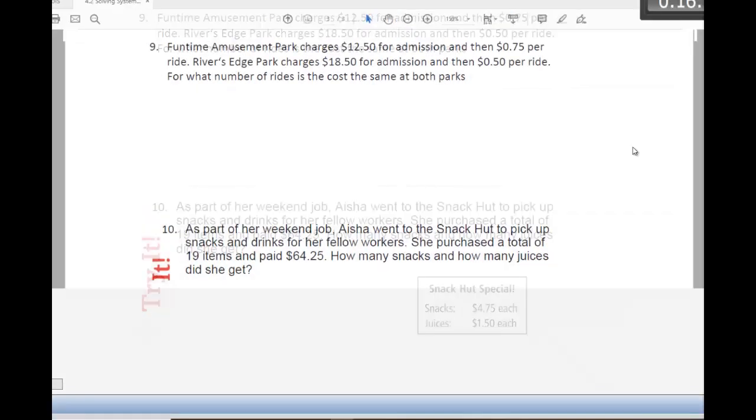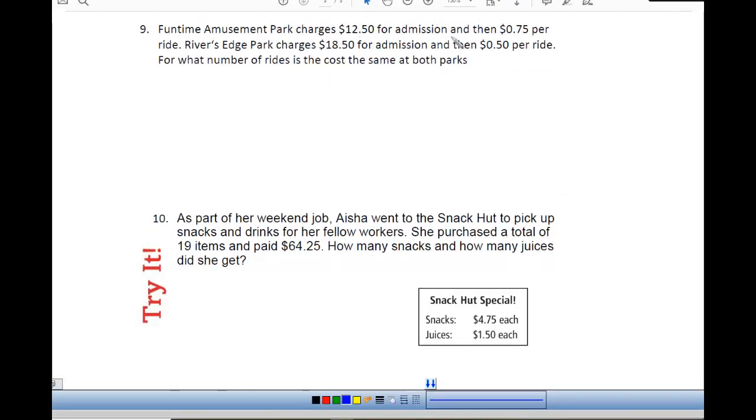Okay, so in this example, we're at the amusement park and we've got admission. So it looks like we got 2 different equations coming down here. I've got a $12.50 admission and 75 cents per ride. And then I've got another one that's $18.50 for admission and 50 cents per ride. So 2 different parks, 2 different equations. So we'll say, let's see, Funtime amusement park. We can model them at 75 cents per ride. Again, notice those words. That's identifying my rate of change, my slope. And I have an initial cost, a starting point of $12.50.